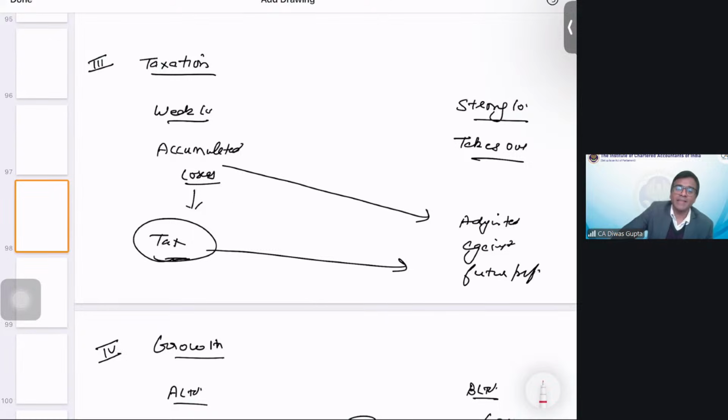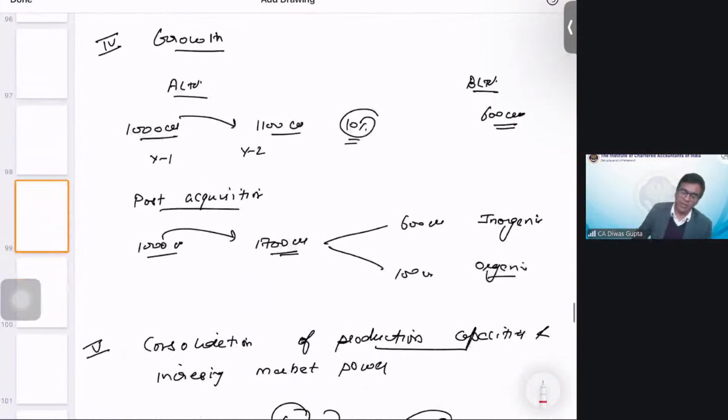But taxation often is also, I would say, one of the rationales for a merger or acquisition. Okay, because as per this, they might want to take the benefit of the taxes. The strong company might want to take the benefit of the taxes from the weak company. Okay, then let's come to growth.